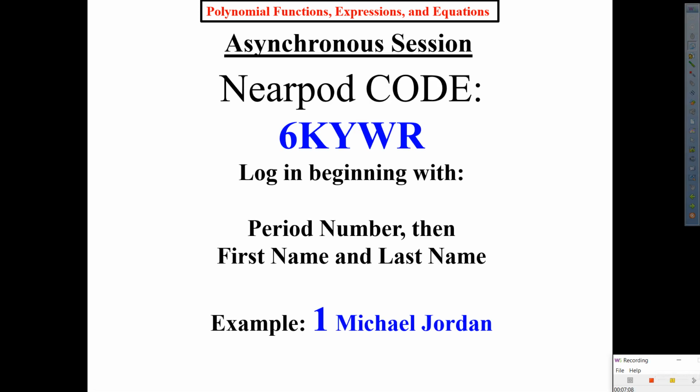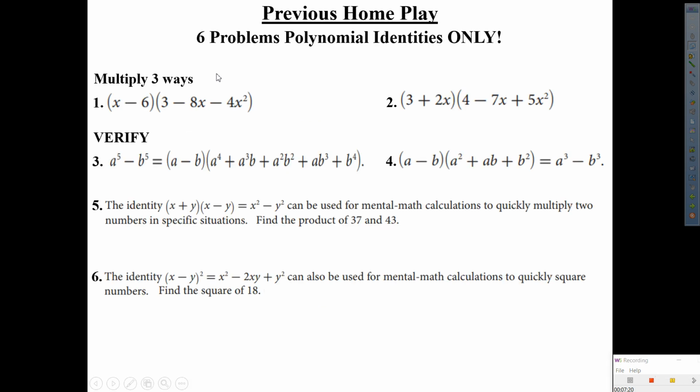6KYWR. That's your code for today. Make sure you write that down. That's how you're going to get your home play. So, last night's home play were these. So go ahead and go to Canvas, turn that in right now. Tonight's home play are those. Only 8 of them.